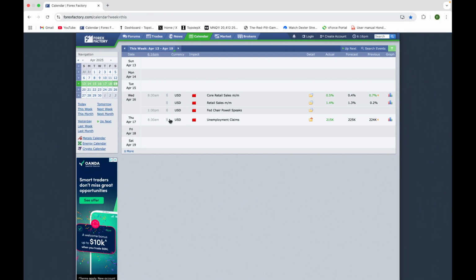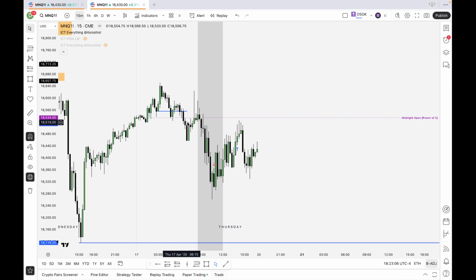So on Thursday we had 8:30 news. At 8:30 we had this change in the state of delivery in the hourly chart.